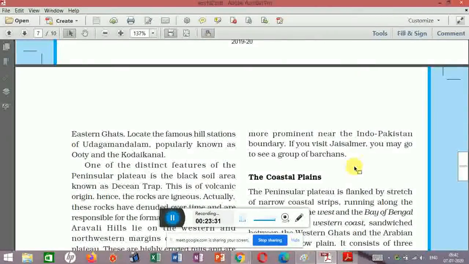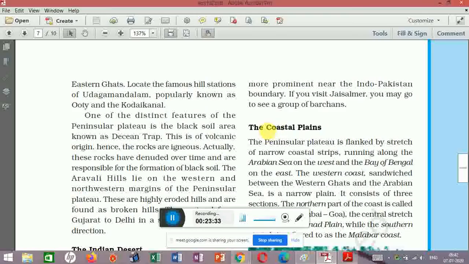And see here in this peninsular plateau, some famous hill stations are there. Out of them, this one, Udagamandalam, popularly known as Ooty, is a very famous hill station and a very famous tourist spot in South India. Then another one is Kodaikanal. So these are the important hill stations and tourist spots in the peninsular plateau.